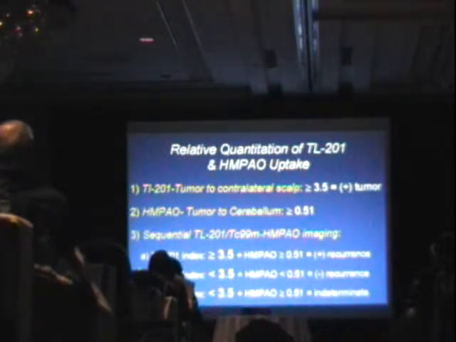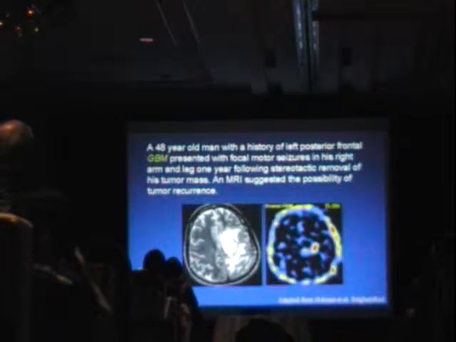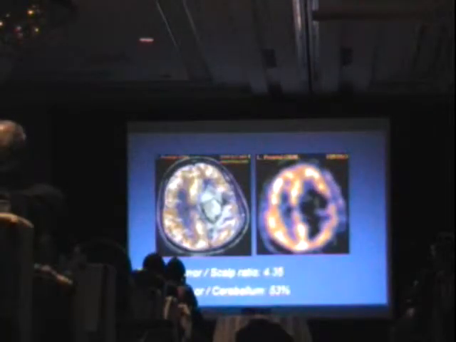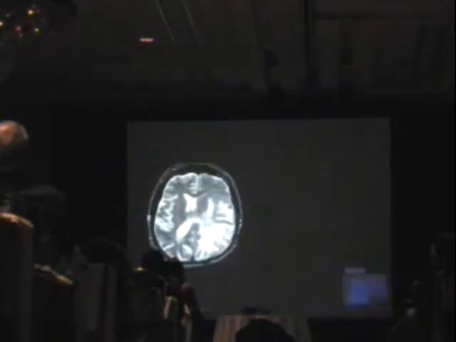If the thallium is over 3.5, it's positive regardless of what the perfusion says. If the thallium is below 3.5 and the perfusion is high, then it's likely a recurrence. If the perfusion and the thallium are both low, then it's indeterminate or negative. There's a patient with a GBM, showing what looks like some recurrence in this area here. Here you're showing there's a little bit of perfusion extending into the more viable part of that tumor. The thallium ratio is 4.35 and the perfusion ratio is 53%.